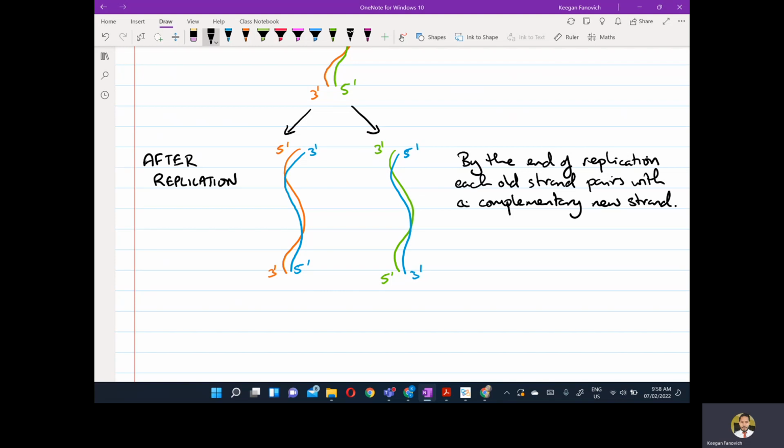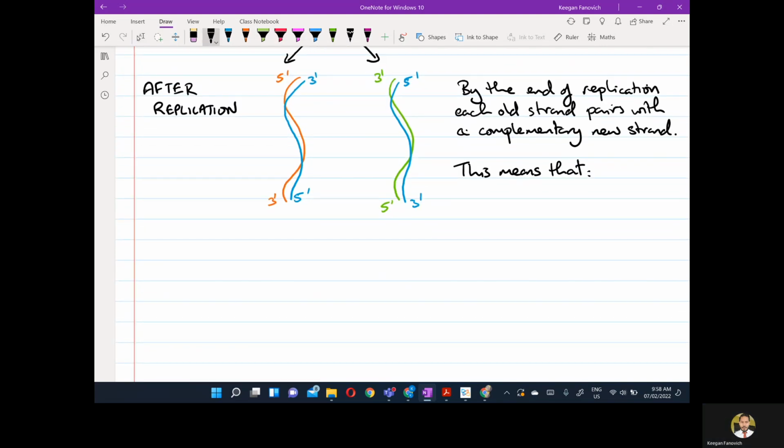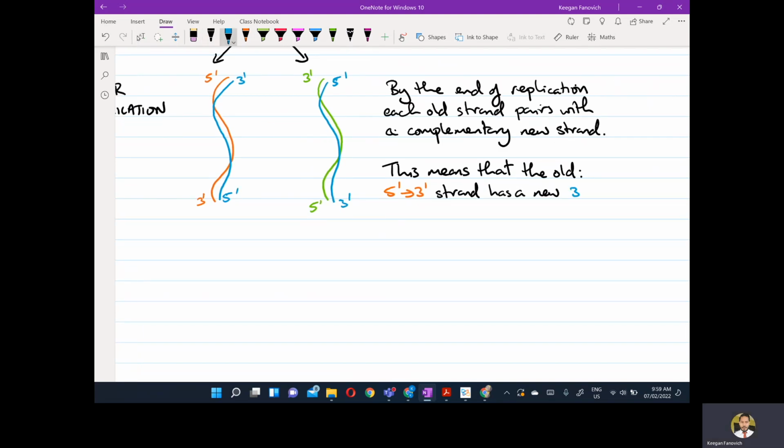Okay, so this means that the old 5 prime to 3 prime strand has a new 3 prime to 5 prime strand. And vice versa.